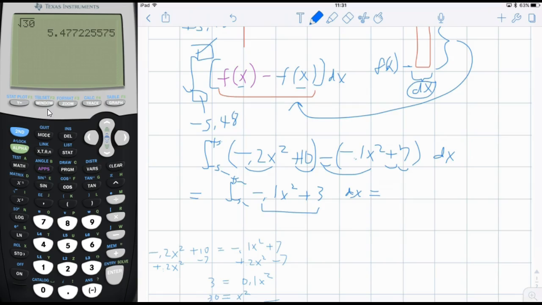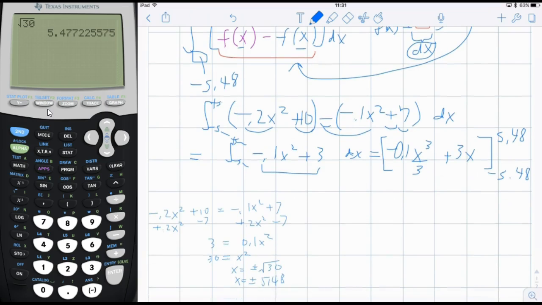Now that we have it simplified, I want to take the integral. I'm going to get x cubed over 3, and that's going to be negative 0.1 plus 3x, right? That's the integral. And now that I have taken the integral, I use the book notation, the brackets, and I'm going to say I need to evaluate it from negative 5.48 to positive 5.48.